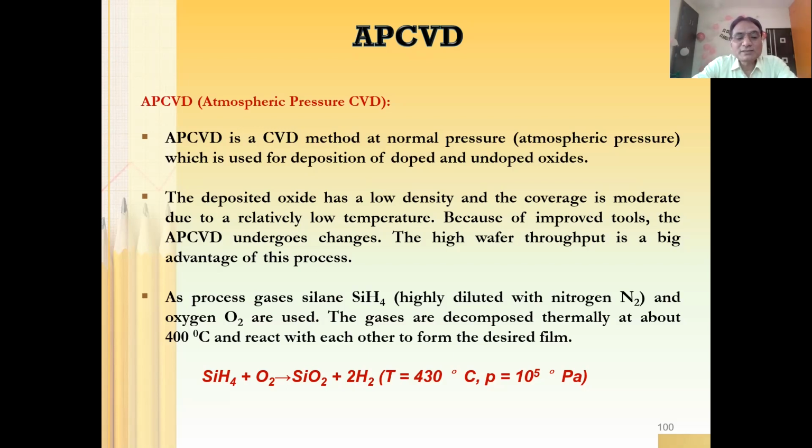The process gases like silane, which is highly diluted with nitrogen, and oxygen are used. These are two different gases, but let me tell you, my friend, silane is very, very hazardous. It is not only in APCVD, in all other CVD methods, most of the time we are using a precursor which is hazardous in nature. So silane is very, very dangerous.